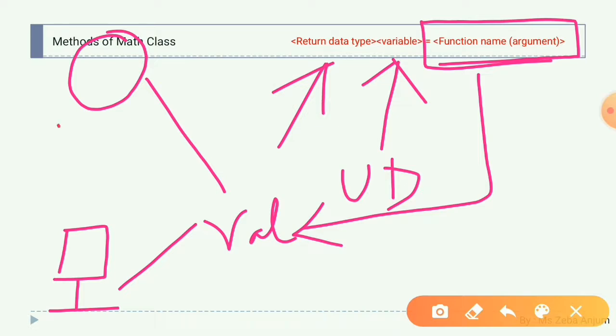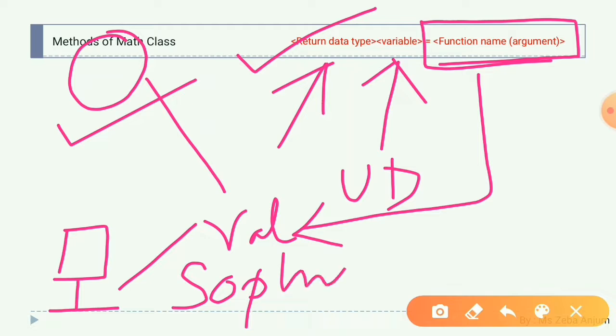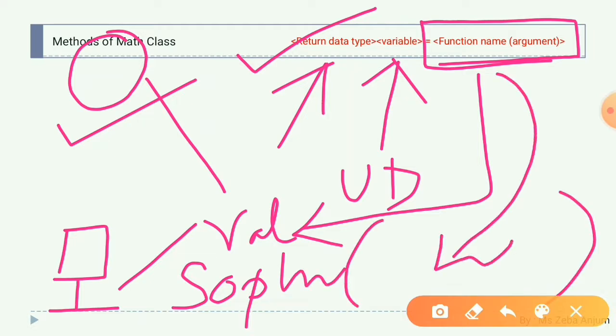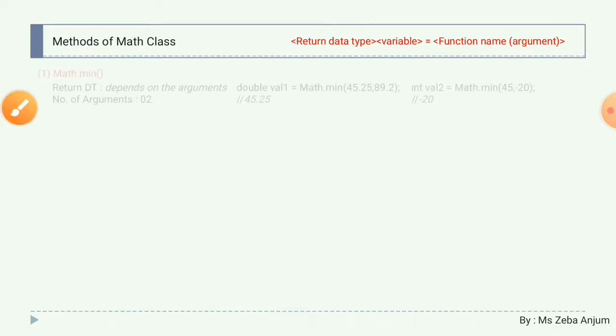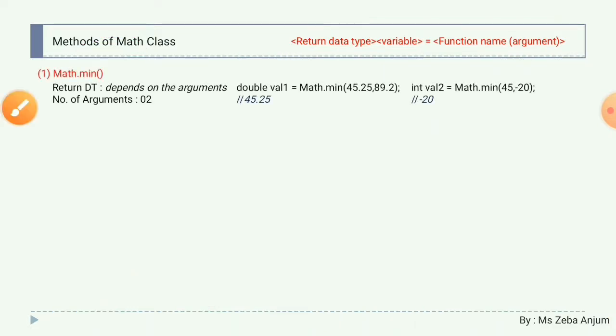If you are going to follow the first method, saving the value of the mathematical function in a variable, then you will use this syntax. And if you want your value to be directly printed on the screen, then you will use System.out.println, and within those brackets you will write the function name with arguments, the complete thing. Now let us start with the first mathematical function, that is Math.min.